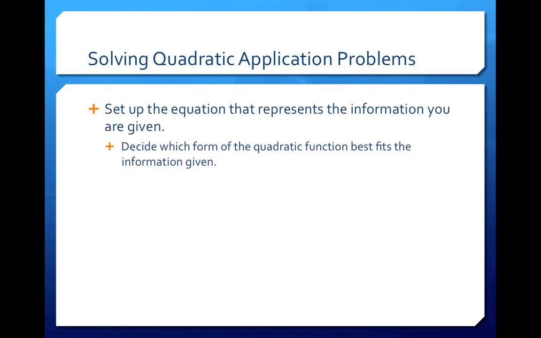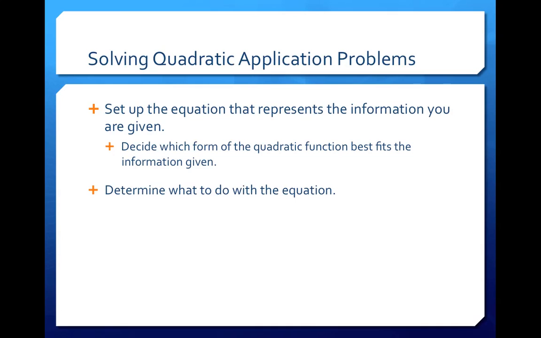So when we are solving quadratic application problems, there are a few things that we need to keep in mind. First, we need to think about how to set up the equation that represents the information that you are given. A lot of times that means looking at your information and deciding which form of the quadratic function would best fit the information you're given. So if you're given something about a vertex, then vertex form would be a good choice. If you're given information about intercepts, then intercept form would be a good choice. That kind of thing.